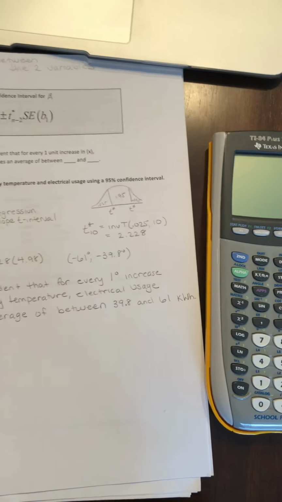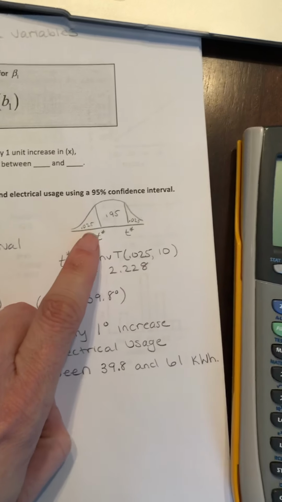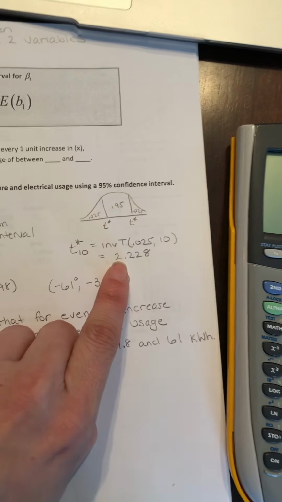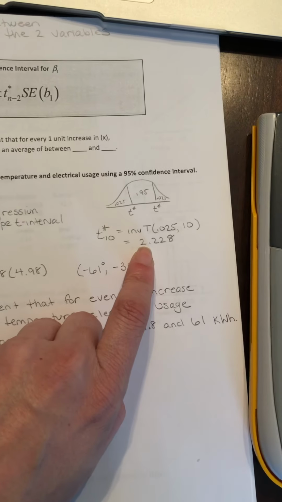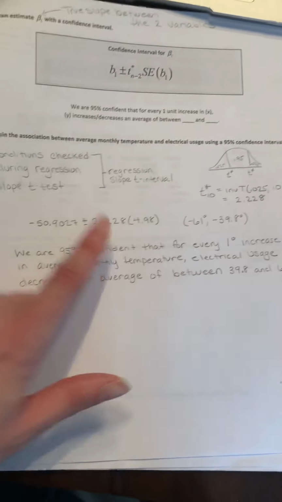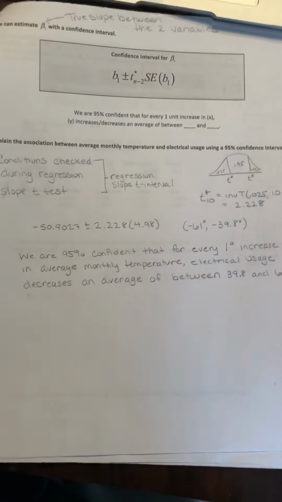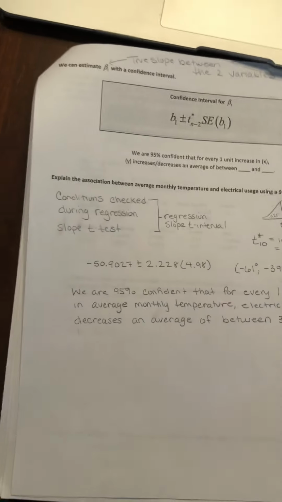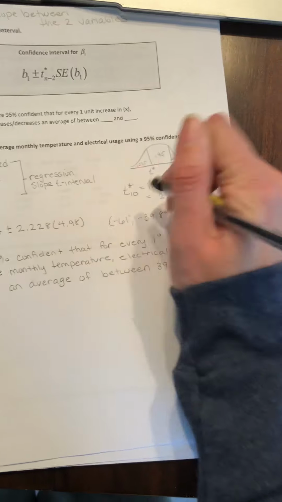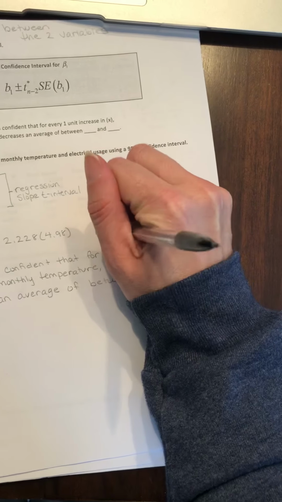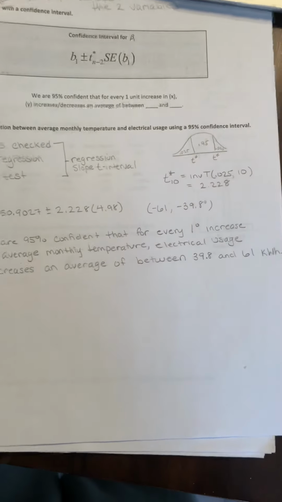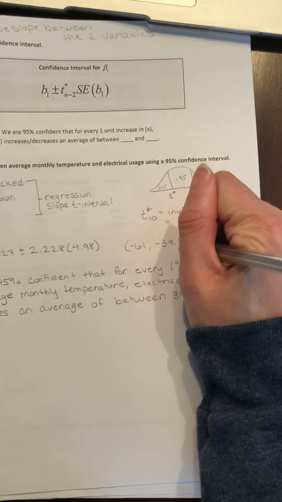Because I'm running a 95% confidence interval, I have 2.5% in each tail, so I put 2.5%, my degrees of freedom is 10. This number comes out negative. I want you to verify that it does come out negative, but that's okay because we're going to put it in here with the plus and the minus. So we always just put the positive. And then you see the confidence interval there, except these are not degrees. In fact, these are kilowatt hours. So I'm going to get rid of that. Okay, and then we are ready to interpret this interval.